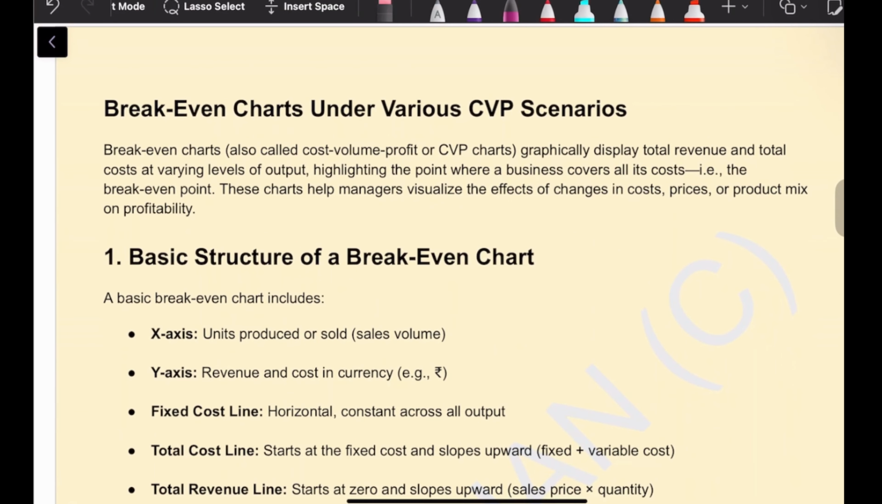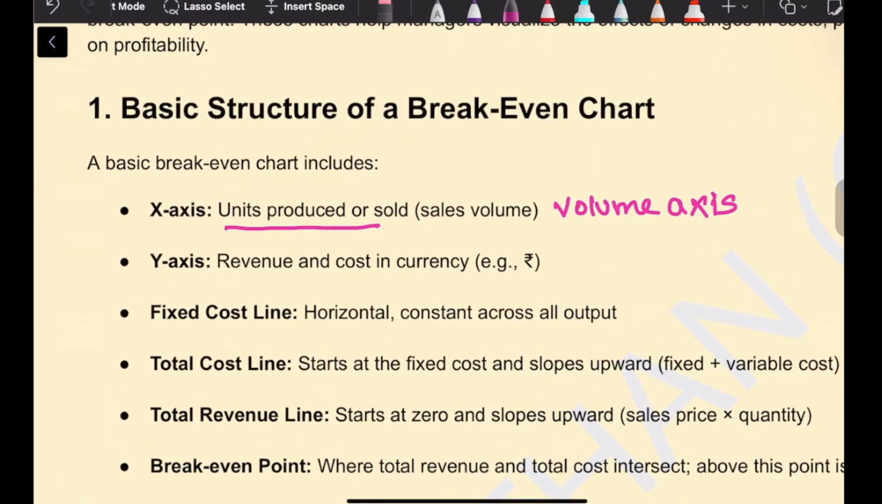We will now understand the break-even chart under various scenarios. First, let us understand the basic structure of your break-even chart. How does it look? On the x-axis, you have output in terms of units produced or units sold. So it's also called the volume axis. Then on the y-axis, you have both sales and cost. So this is called the sales axis, also the cost axis.